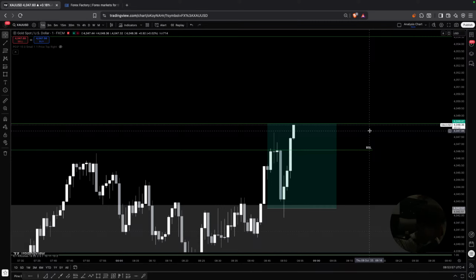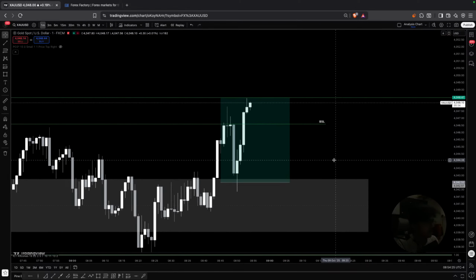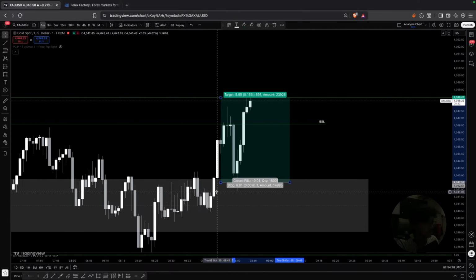Good. Has it taken it or not? It's taking some time to take out that high. Wait for it to take out that high. It might retrace a little bit. Okay, it has done it. Taken out that high.